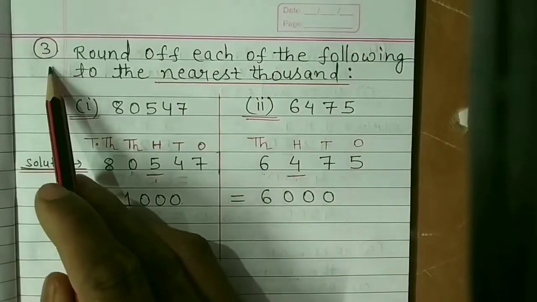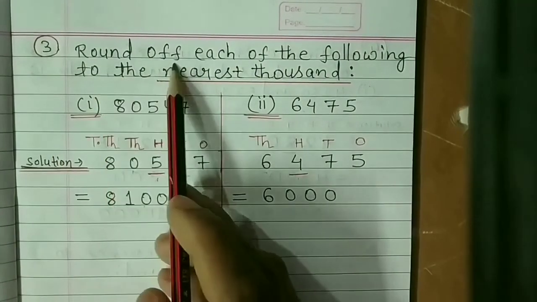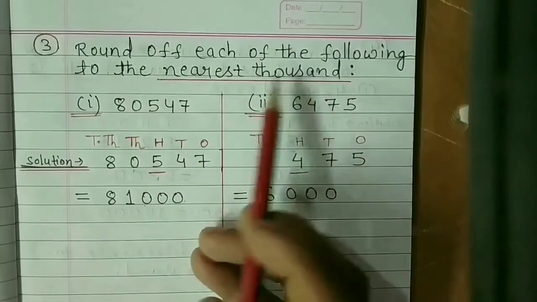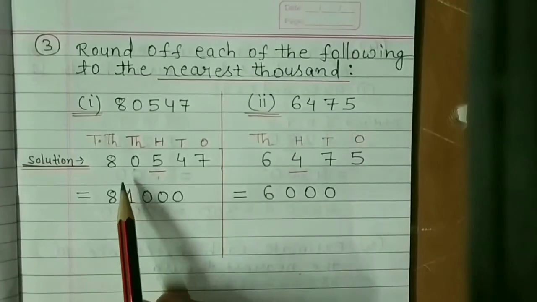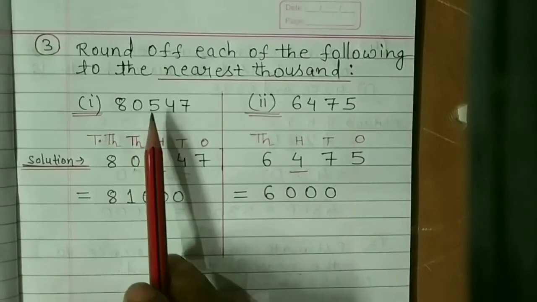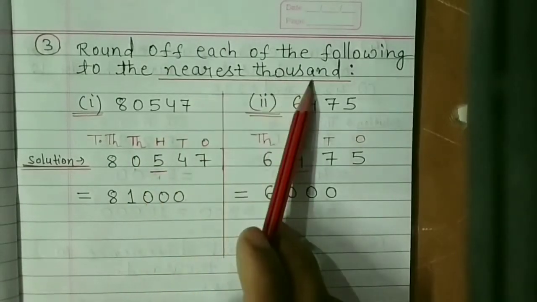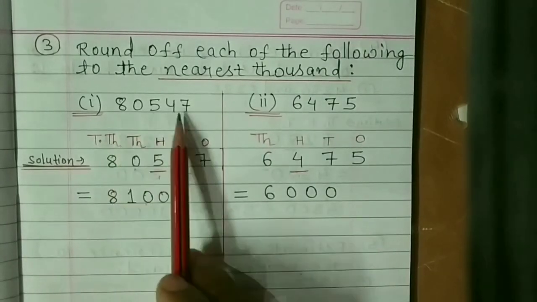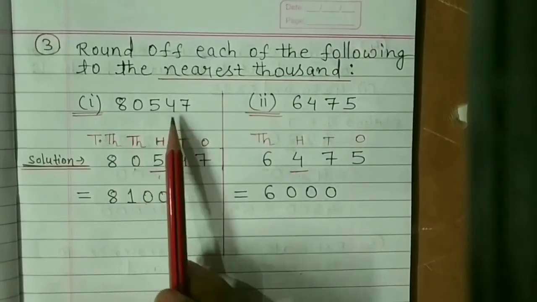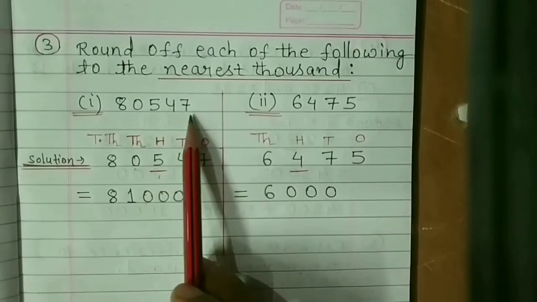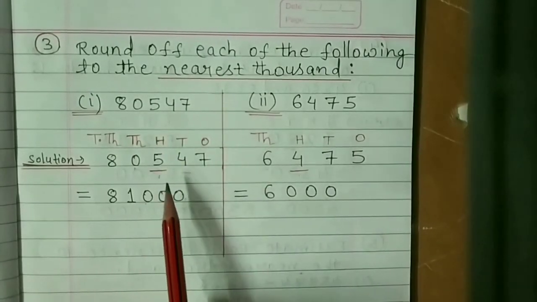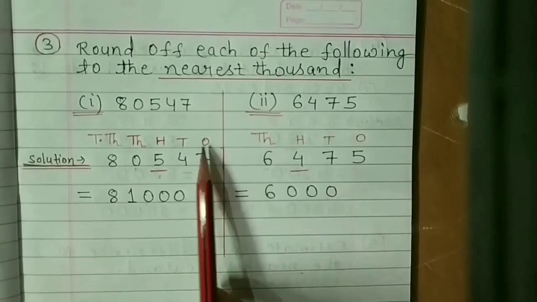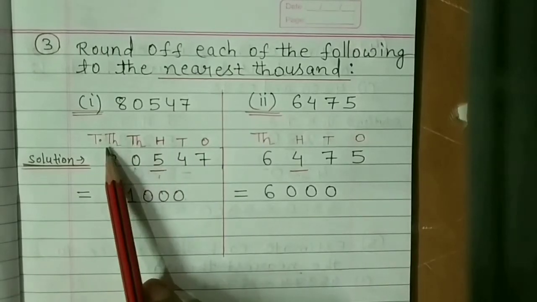Now question number 3. Round off each of the following to the nearest 1000. Again we are going to round off these two numbers to the nearest 1000. We'll start from this number, that is 80,547. First of all, we are going to assign the place values, as you can see here: ones, tens, 100, 1000, 10,000.